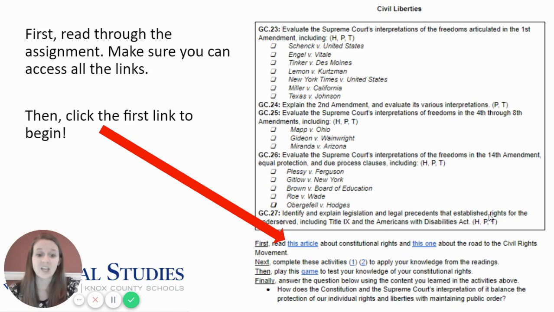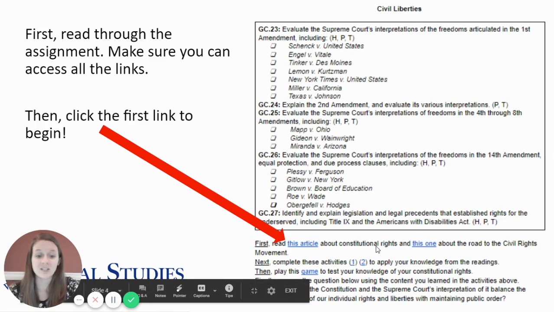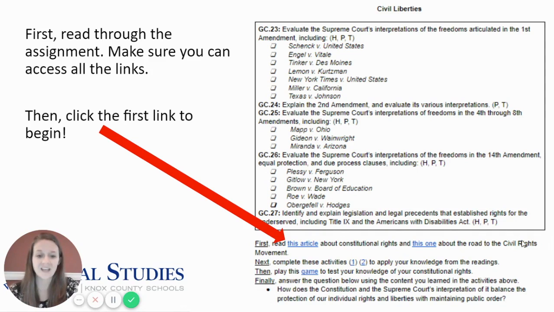In this lesson today, you will read an article about constitutional rights and another article about the civil rights movement. You will complete an activity that goes with each of those articles, and then you will play a game to test your knowledge of constitutional rights. Finally, you'll answer this question that uses the content you learned from the lesson, which says, how does the Constitution and the Supreme Court's interpretation of it balance the protection of our individual rights and liberties with maintaining the public order? When you're ready, go ahead and click the first link to begin.